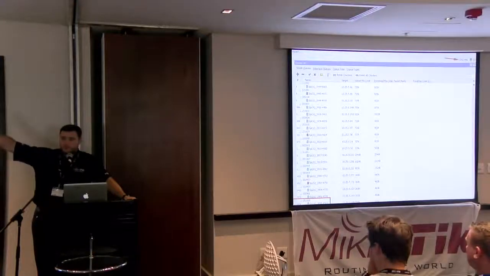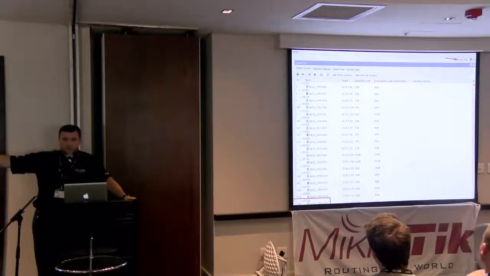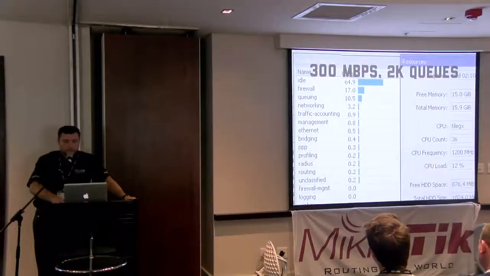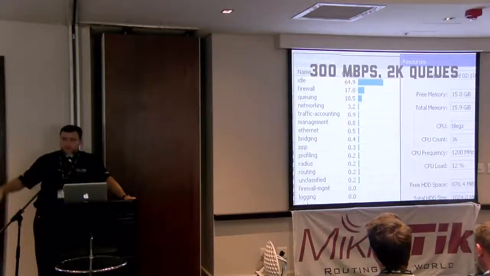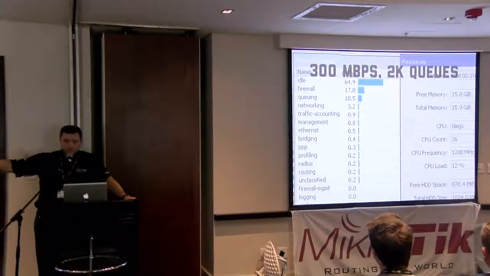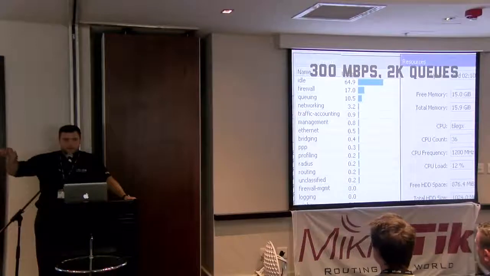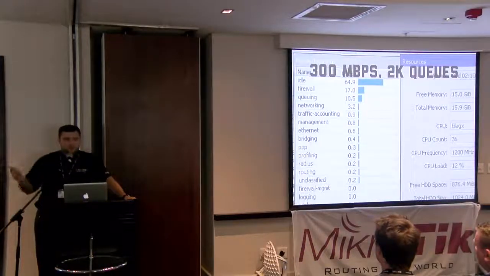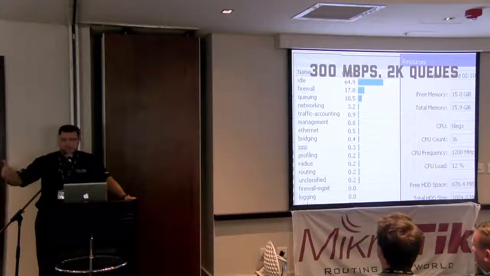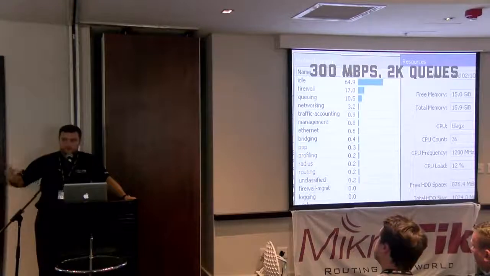So you see that this amount of simple queues will not kill the Cloud Core, and 300 megabits per second on 2000 queues will give us 12% of CPU usage. So this is an example from the real Cloud Core, because I'm managing a lot of networks for my customers. I mean, we deploy the software and I have access to their equipment, so I can see what the actual throughput is, what the actual CPU usage is, and how it performs.